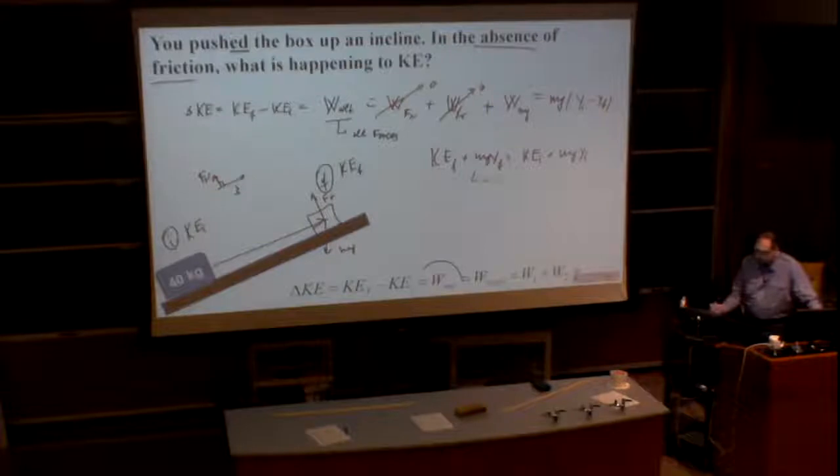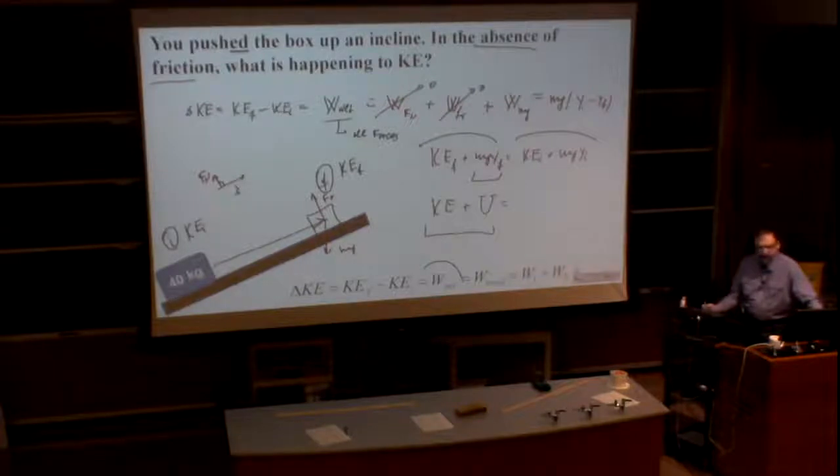Well, we know that the name for this product, mgy, is gravitational potential energy. In general, in the future, we will learn there are other potential energies. So kinetic energy plus any type of potential energy, and in physics, for any type of potential energy, people use a letter U.